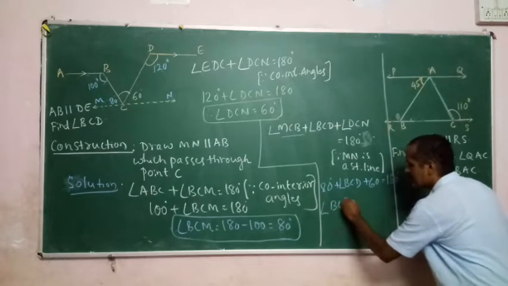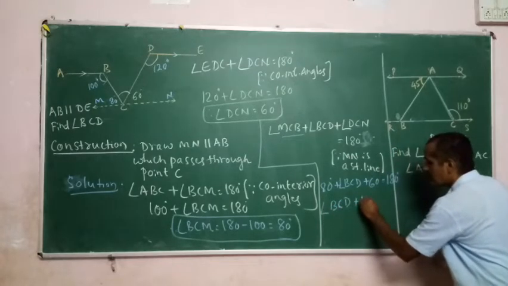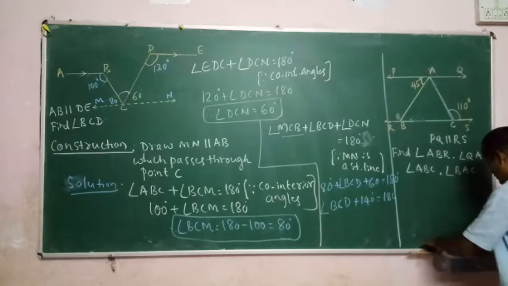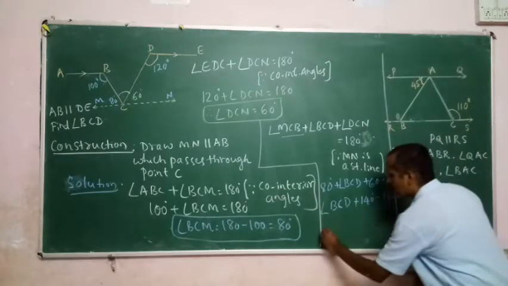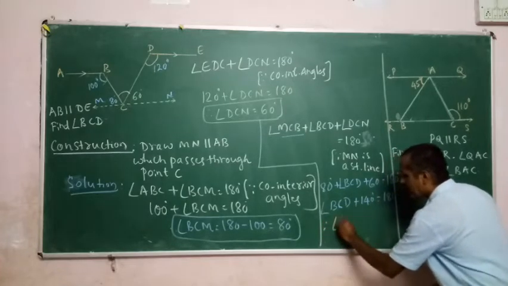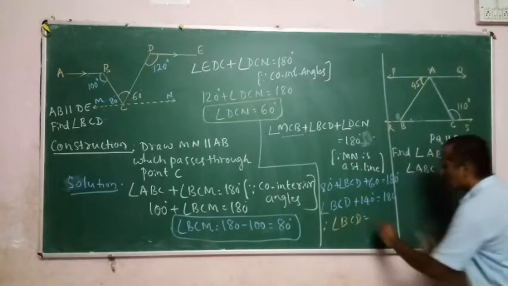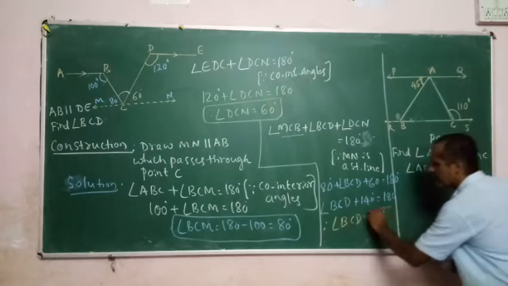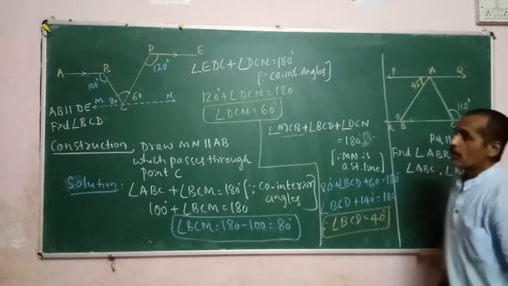Angle BCD plus 140 degrees is equal to 180. I can write, therefore angle BCD is equal to 180 minus 140, that gives you 40 degrees. That is the end of the problem.